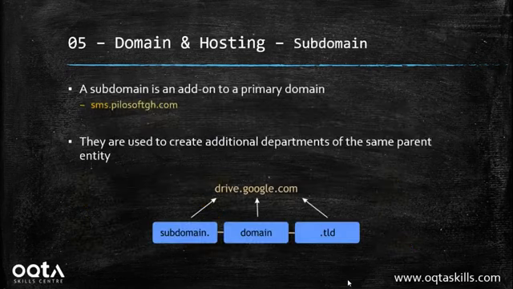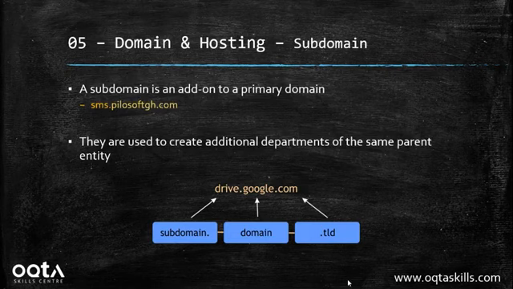The next thing we are going to look at is a subdomain. A subdomain is basically an add-on to a primary domain. If we have a domain like philosophy.gh.com, which is a domain for Philosophy services, and then later Philosophy GH also runs a bulk SMS platform which is accessible via the internet, they wouldn't have to go and get a new domain, which they can, but to keep things simple and not spend extra to get their SMS service online, they can choose to go with a subdomain.